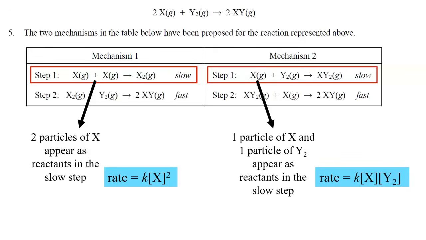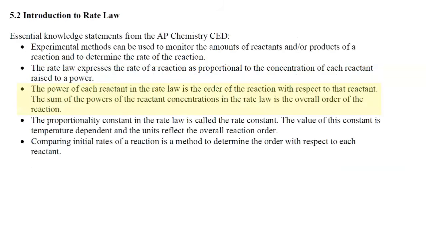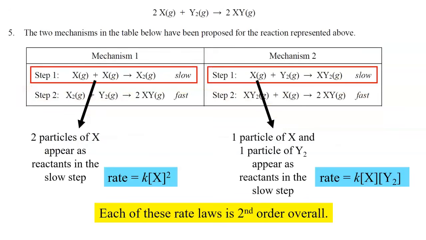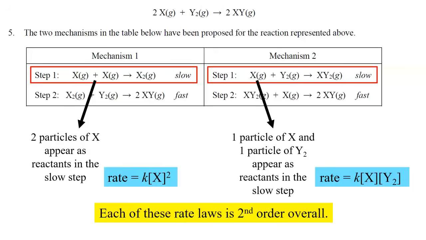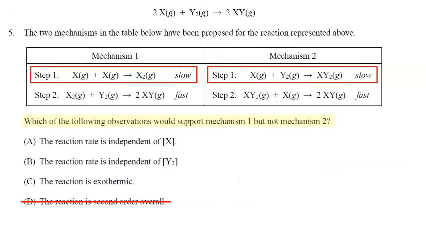Now, overall, the order of each rate law would be second order. Back in topic 5.2, Introduction to Rate Law, we learned that the sum of the powers of the reactant concentrations in the rate law is the overall order. So 1 plus 1 is 2. Each of these rate laws is second order overall. Now back to the choices in question 5. I'm looking for an observation that would support mechanism 1, but not mechanism 2. And since each of these rate laws is second order overall, we can eliminate choice D. That's not unique to mechanism 1 only.